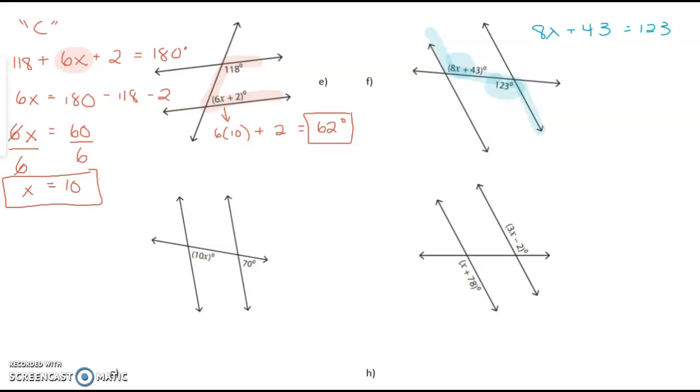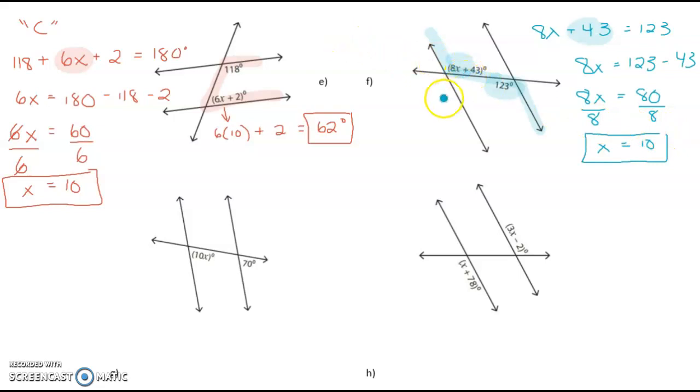So now we're going to collect our like terms. So I'm going to move this 43 over to the other side. So I'm left with 8x equals 123. That positive 43 turns into a negative 43. So now we have 8x equals 123 minus 43 gives us 80. And now we have to solve for x. We have to divide both sides by 8. And then x equals 10.